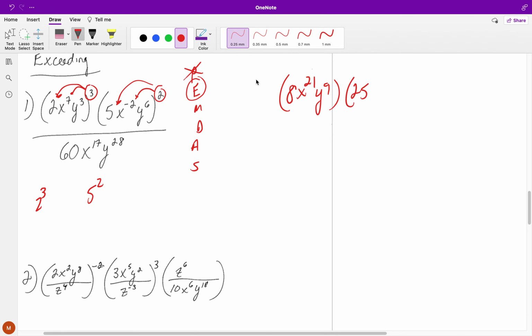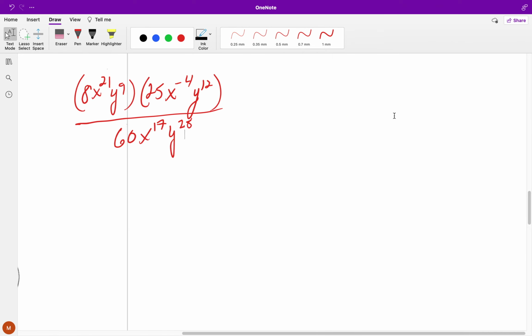And then negative 2 times 2 gives me negative 4. And 6 times 2 gives me 12. What some of you did on your test is you changed that to a positive 4 because you're thinking of it as a negative 2 squared. But our rule is we multiply. So it's not squaring that negative 2 to give me negative 2 times negative 2. It's negative 2 times 2, which is negative 4. And then it's all over top of 60, x to the 17th, y to the 28th.